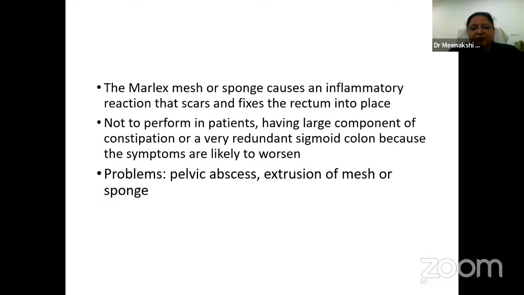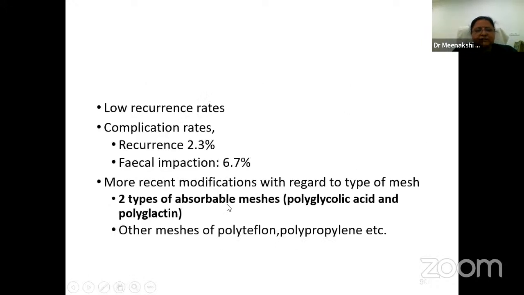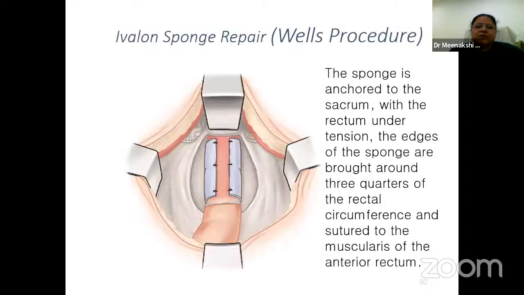and the type of operation that you are selecting for that particular patient is very, very important. The complications that can occur are pelvic abscess or extrusion of the mesh or sponge. Okay, so these are the various complications, but it has a very low recurrence rate and the complication rate is also low. Only if there is no proper selection of a patient, there can be so much fecal impaction. Okay, so that is important to understand.